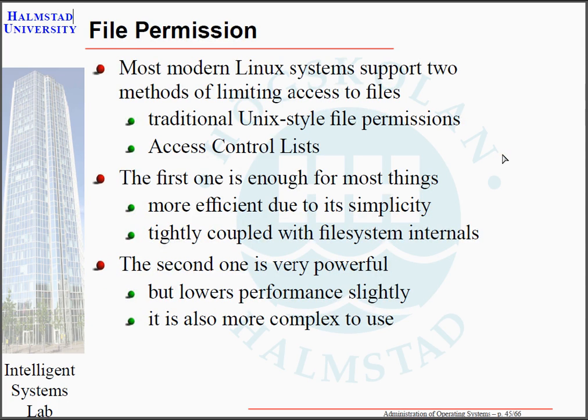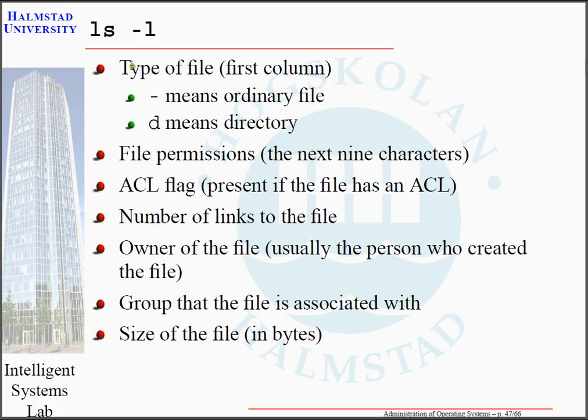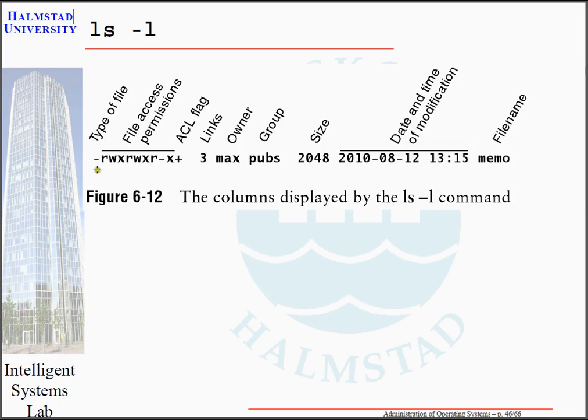Another aspect of the file system which is important to understand early is the file permissions. Most modern Linux systems support two different ways of specifying file permissions. There is the traditional Unix way and there is access control list. And the traditional Unix way, you can see, for example, when you do ls -l, it specifies what are the file permissions for this file. And if you look at it, the first thing here is the type of the file, then there are permissions and some additional information.